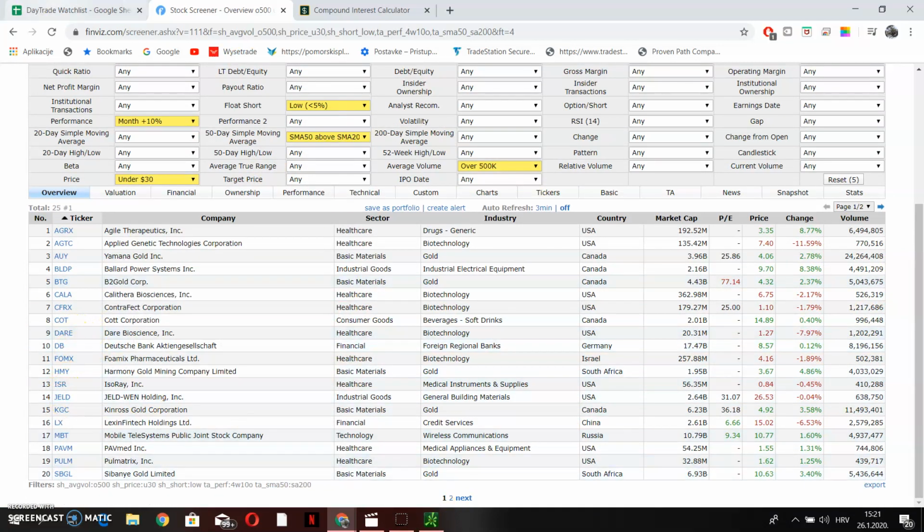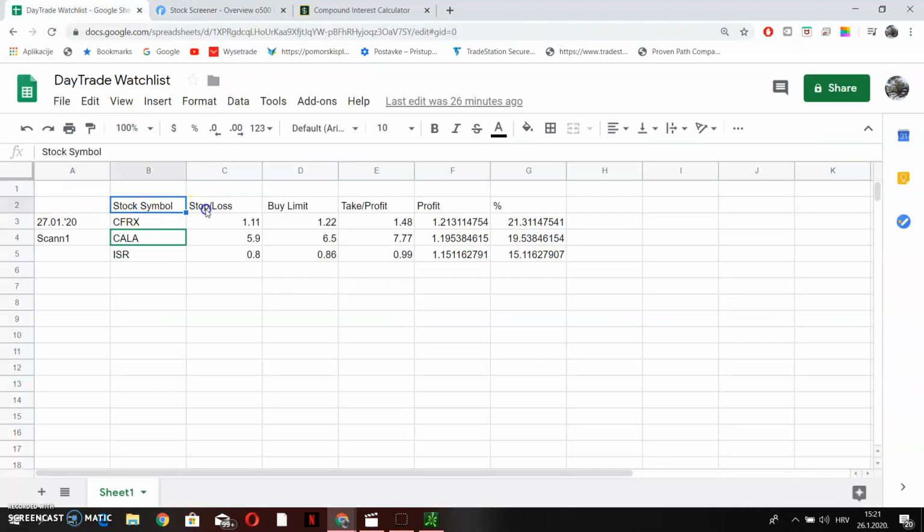I'm going to show you how to build the day trade watch list. Okay, put a stock symbol, stop loss, buy limit, take profit, and these are percentages for you to know how much money you're going to make. This is very important because a good plan is more than half of the job. If you make a good plan, the only thing that is left is execution, which should not be hard when you have a plan. Just do as you plan and it will be cool.